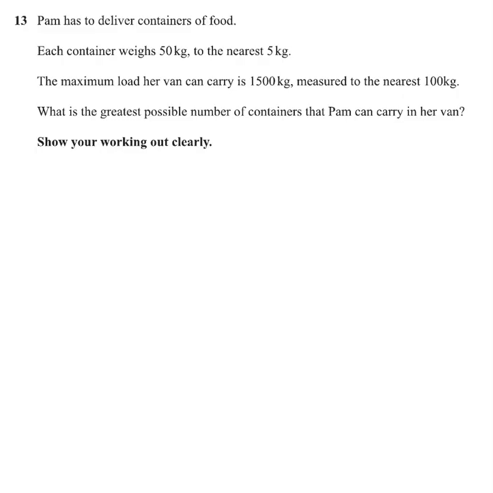So the first thing I want to look at for this one is this line here. It says her van can carry 1,500 kilograms measured to the nearest 100. What we would do there is we would half the 100, so that would be 50. So we add 50 to 1,500 and we take away 50 from 1,500. And that's what we have here. So we have the upper bound and the lower bound. If you took those two away, you'll find that would be 100.